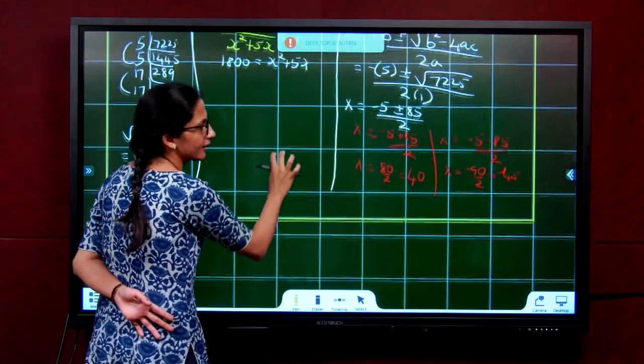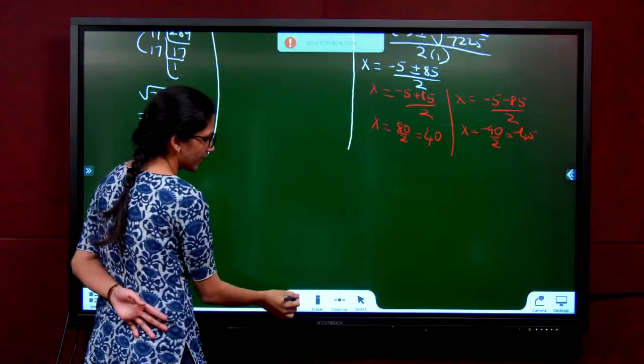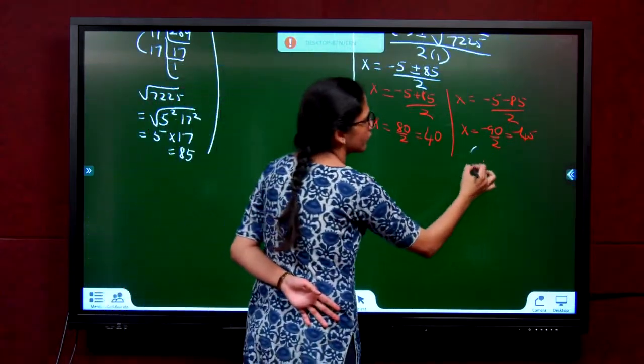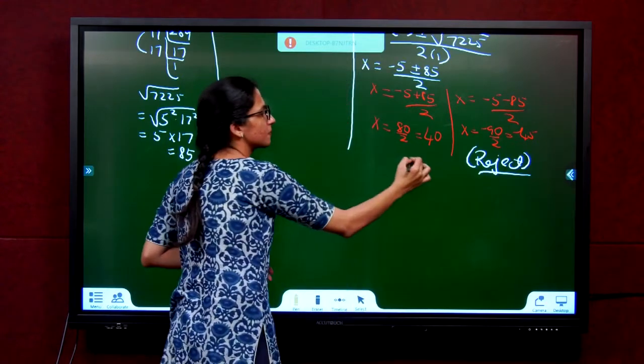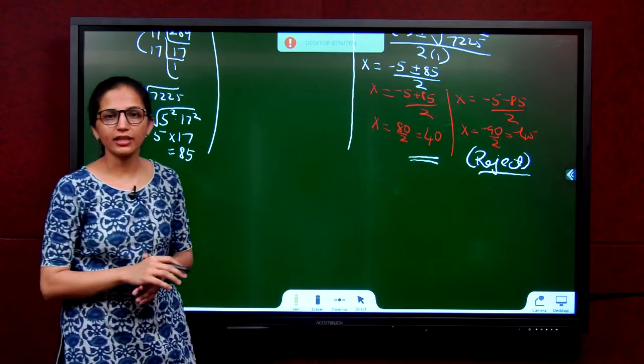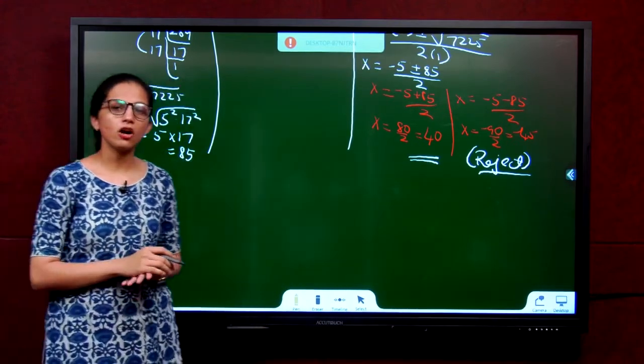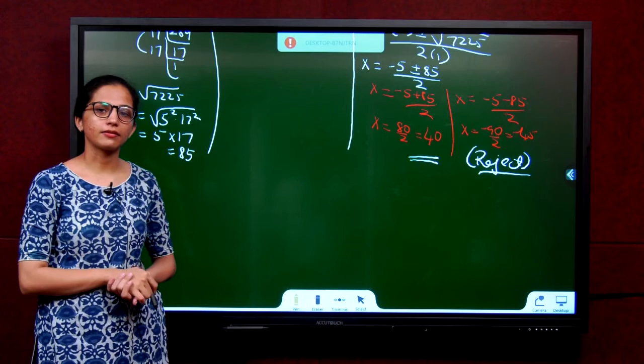Can speed be negative? No. Speed cannot be negative, which is why we reject this. Therefore, the speed of the train is 40 km per hour. That will be your conclusion statement.